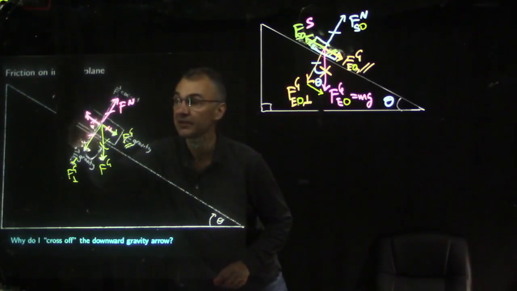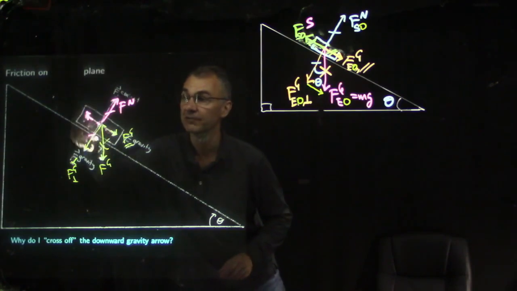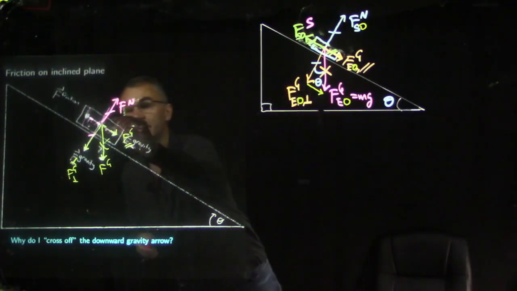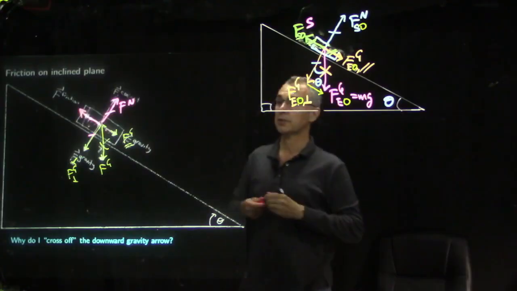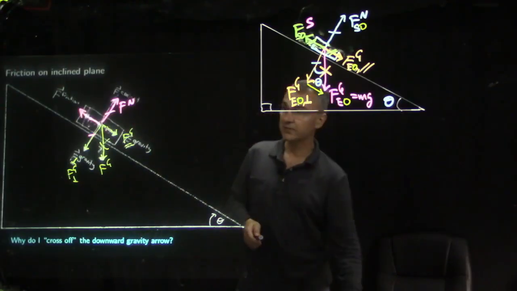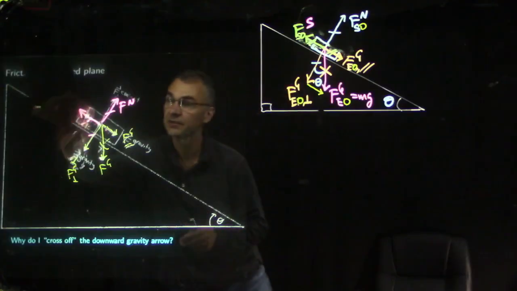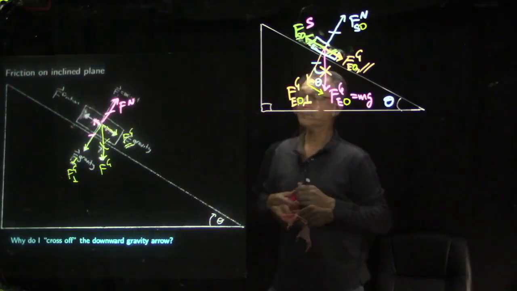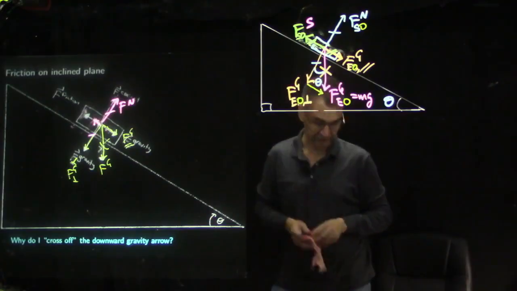Or it may be that the acceleration is not zero, in which case these don't have to offset each other exactly. You could be sliding downhill and slowing down, in which case you'd have this kinetic friction arrow be bigger than this downhill component of gravity. Or you could have sliding downhill speeding up, in which case this kinetic friction arrow would be shorter than this downhill component of gravity, and so on. So there are many possibilities for the friction.